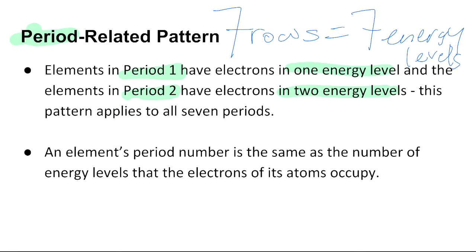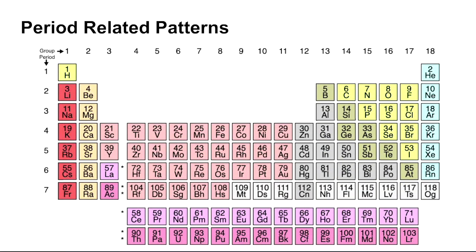An element's period number is the same as the number of energy levels that the electrons of its atom actually occupy. So let's look at this periodic table. Here are the 7 rows of the periodic table. You might be wondering what these are here and think that those are like an 8th or 9th row, but in fact, they fit right over here, in case you didn't notice the atomic numbers.